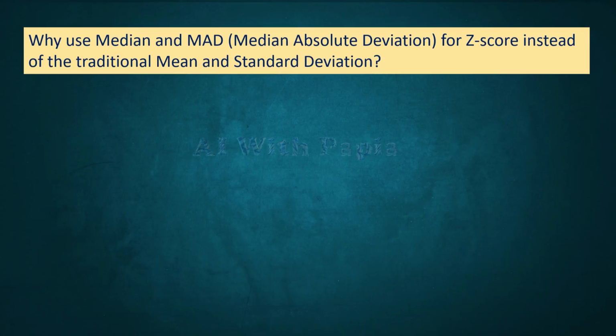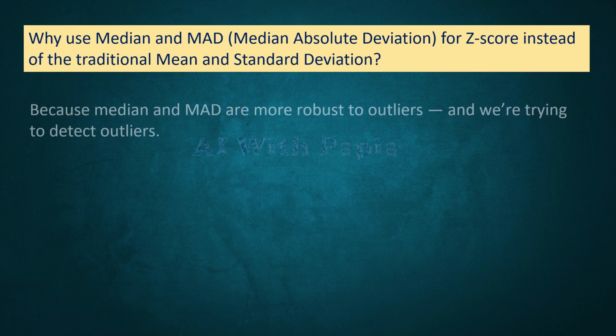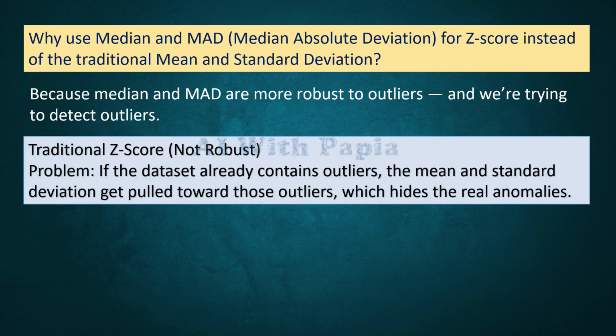Now I took the help of ChatGPT and Google also. So I asked why use median and MAD for Z-score instead of the traditional mean and standard deviation, and I came up with this answer: because median and MAD are more robust to outliers and we are trying to detect outliers. Now the traditional Z-score is not robust.